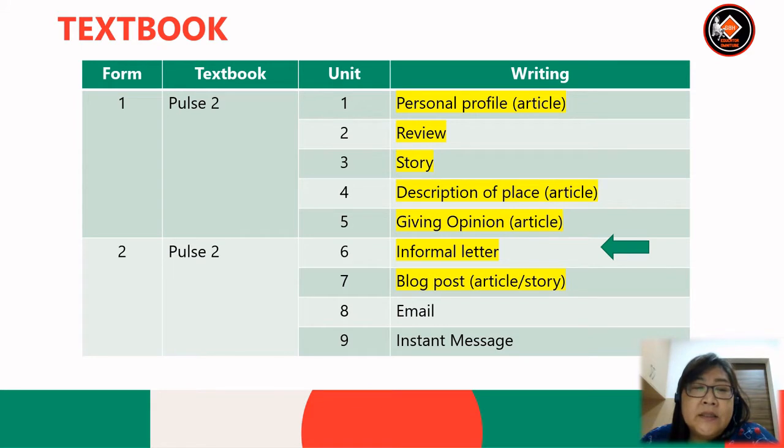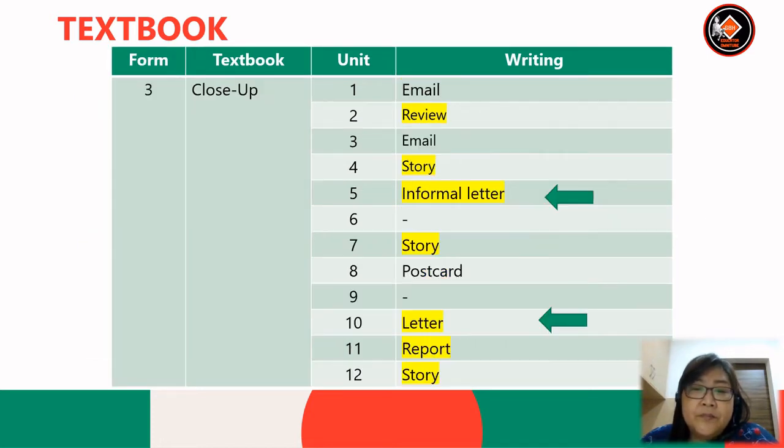Let's look at the textbook that you are using. For Form 1 and Form 2, you are using Past 2. So there are 9 units. For today, we are going to discuss informal letter. So informal letter is in Unit 6 of the Past 2 textbook. And then for Form 3, the textbook is Closer Up. You have informal letter for Unit 5 and also Unit 10.